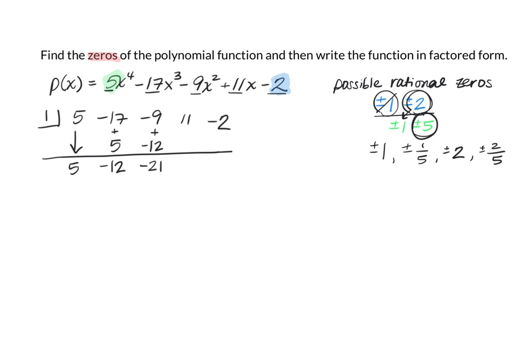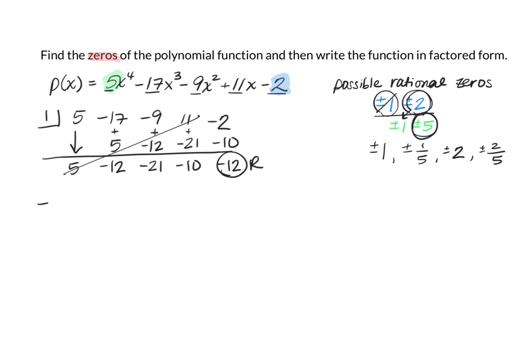-21 times 1 in the box is -21, and you add straight down. And then -10 times 1 would be -10, and that would give us -12. Now this is our remainder. And using the remainder theorem, remember, that means that we do not have a 0. 1 is not a 0 because we're getting a remainder of -12, and we need to get a remainder of 0. So 1 doesn't work.